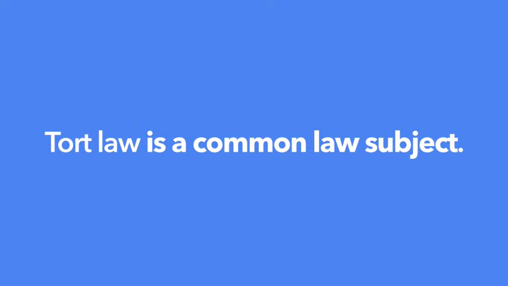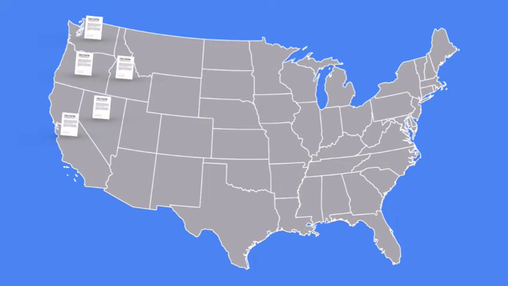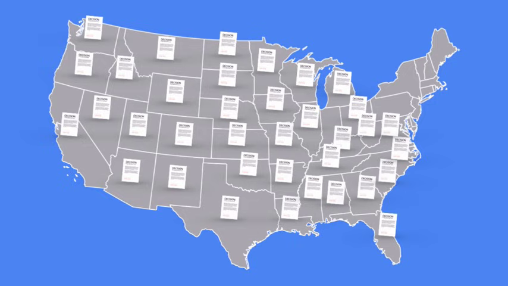As explained in Episode 1, tort law is a common law subject. Most of tort law has evolved through the holdings of individual court decisions. A published court opinion arising out of an individual dispute becomes a precedent, which is applied to future disputes that arise within the same jurisdiction. Tort law is almost exclusively a matter of state law, meaning that each state has developed its own set of precedents applicable within its jurisdiction.